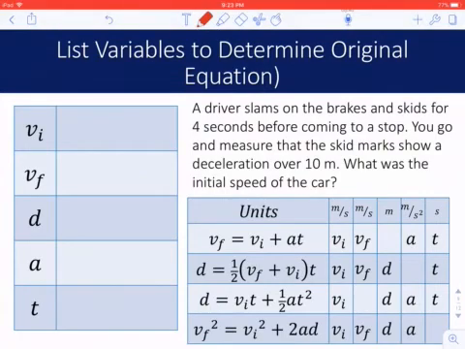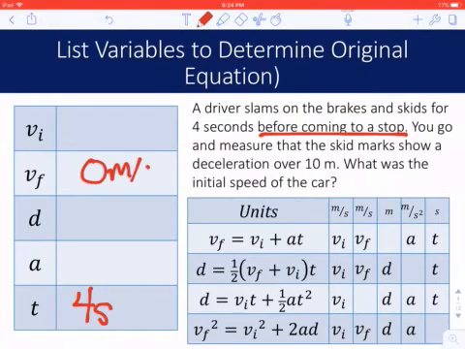So let's go ahead and try this problem. A driver slams on the brakes and skids for 4 seconds. So we know we have 4 seconds as the time before coming to a stop. That means the final velocity is 0 meters per second. You go and measure the skid marks, which show a deceleration over 10 meters. So we know the displacement is 10 meters. What was the initial speed of the car?